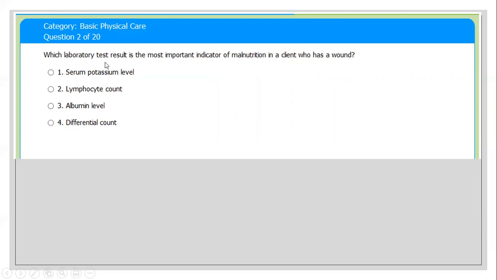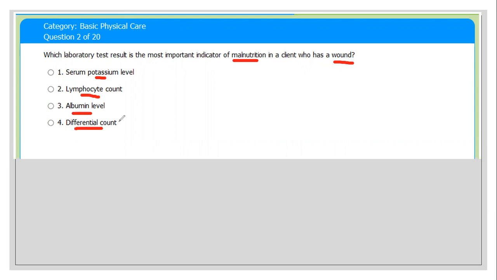So the examiner is asking which laboratory test result is the most important for a client who has malnutrition and also has a wound. The options are serum potassium level, lymphocyte count, albumin level, and differential count.